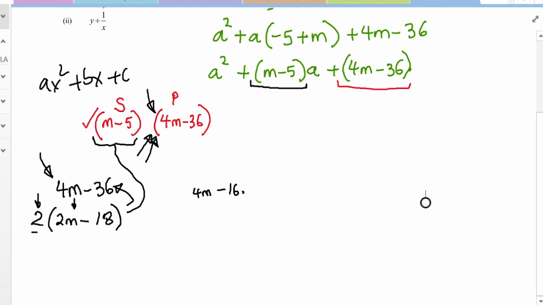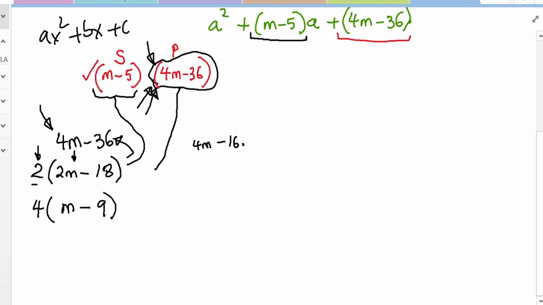Let's try and put 4 outside the brackets. We have prime factorized this expression. I hope we are not lost. So if I prime factorize this, I put 4 outside the brackets in this expression. So 4 into m minus 9.